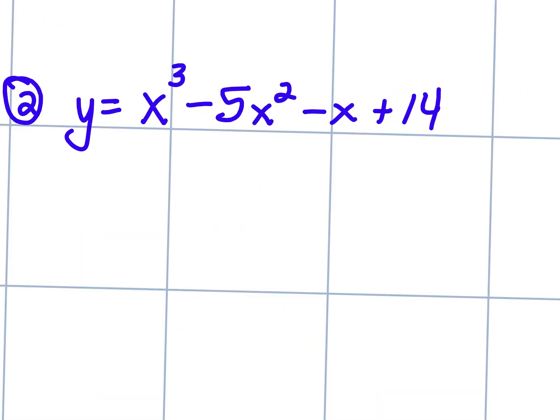This one is not factored yet, but I do know a lot of stuff about it just by looking at it. What is the end behavior? What is my graph going to look like at the ends? It falls on the left, and it rises on the right.